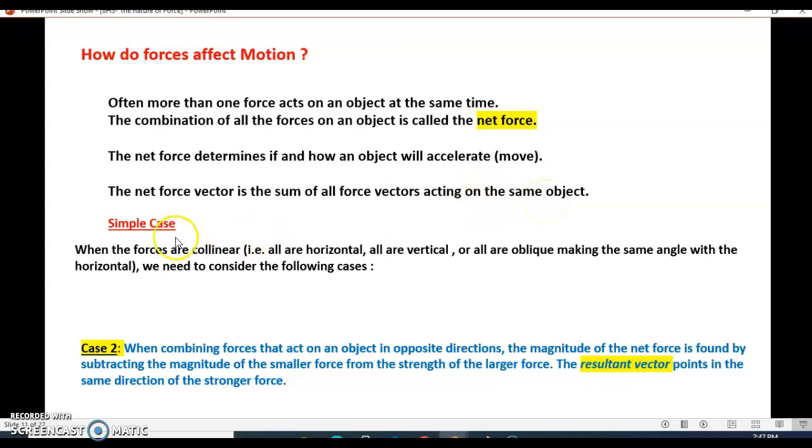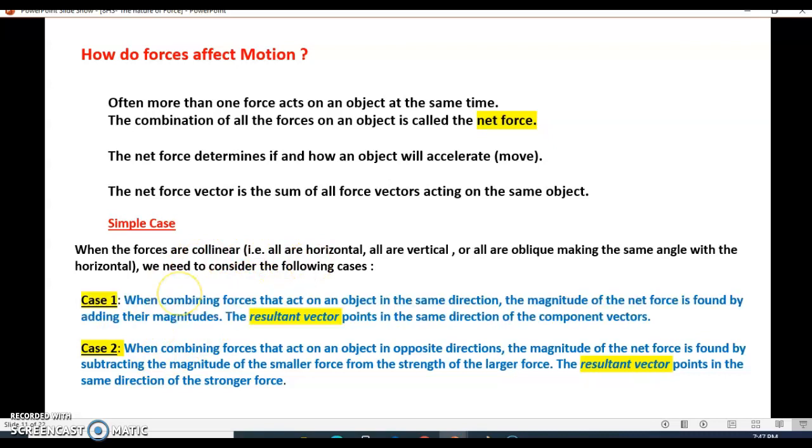For your level, we're going to consider a simple case in which the forces are collinear. When the forces are collinear, what do I mean by collinear? Like all are horizontal, or all are vertical, or all are oblique, making the same angle with the horizontal. Considering this simple case, we need also to go into further classification, or consider different cases.